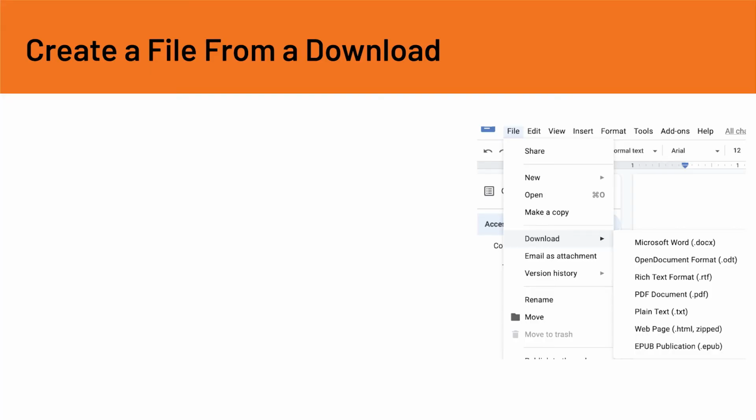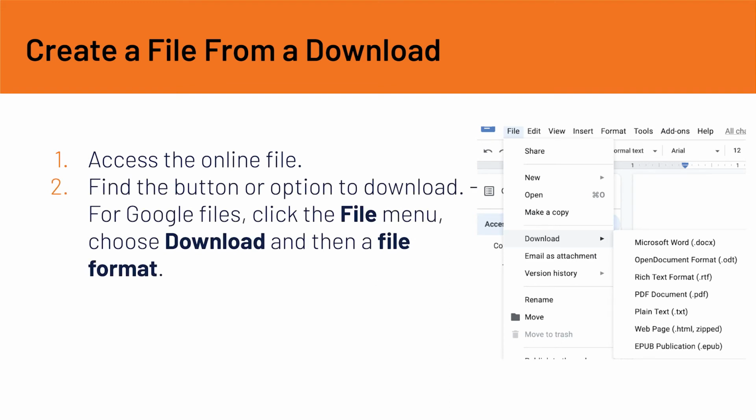Remember that Krista already made a resume using Google Docs. She can bring that file from the internet into her computer. We call this downloading a file. She can then save it for later or send it as an email attachment. To download a file, we need to access its online location first. Then, find a button or option to download.